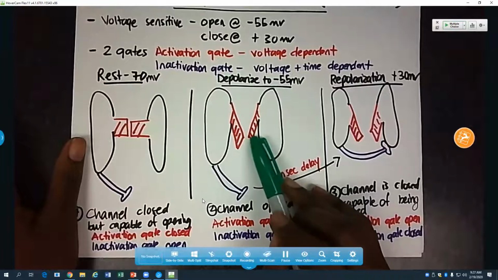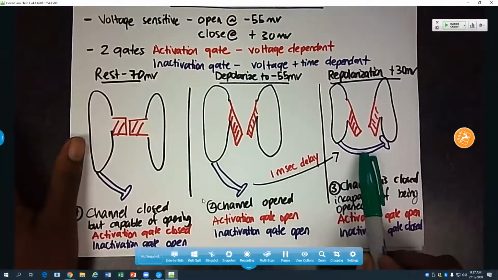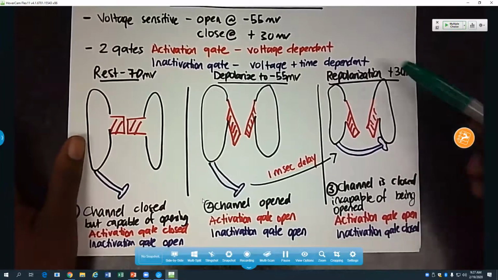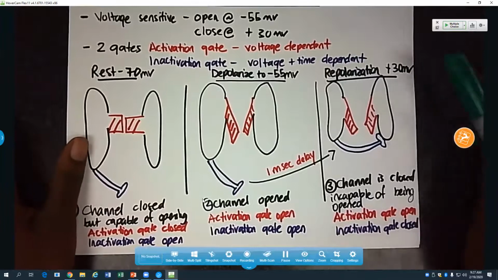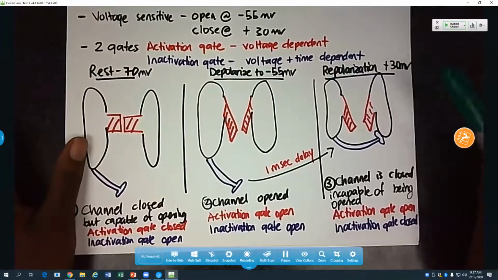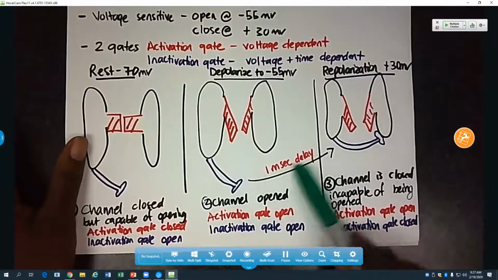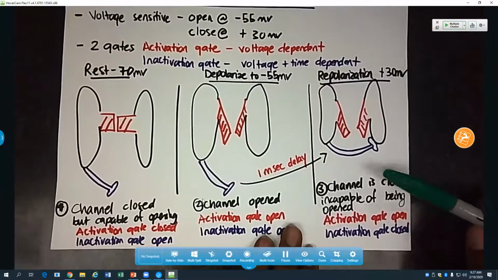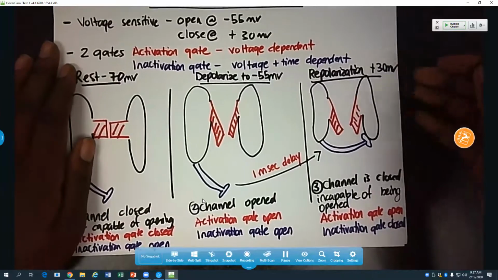So one is that we open the activation gate, but there's a 1 millisecond signal that will close the inactivation gate after that time has elapsed, okay? And then finally, in the third phase of this channel, we described that at +30 millivolts, the activation gate is still open, but because of this initial signal here, the inactivation gate is now closed. And so in this state, the channel is said to be closed and incapable of being opened. That's because the inactivation gate specifically is closed.